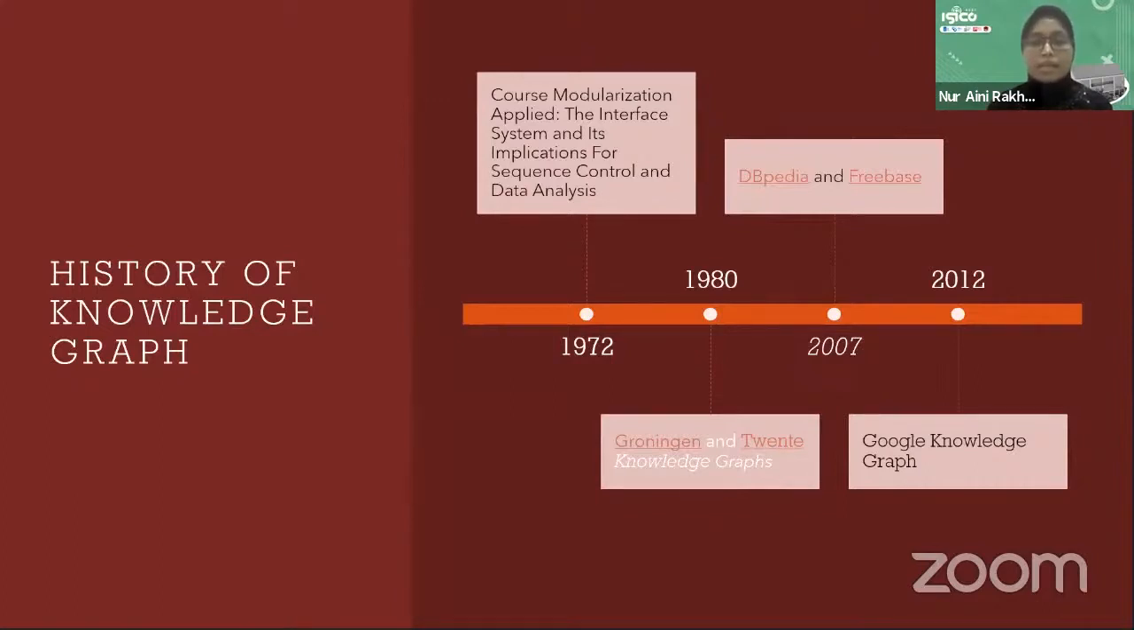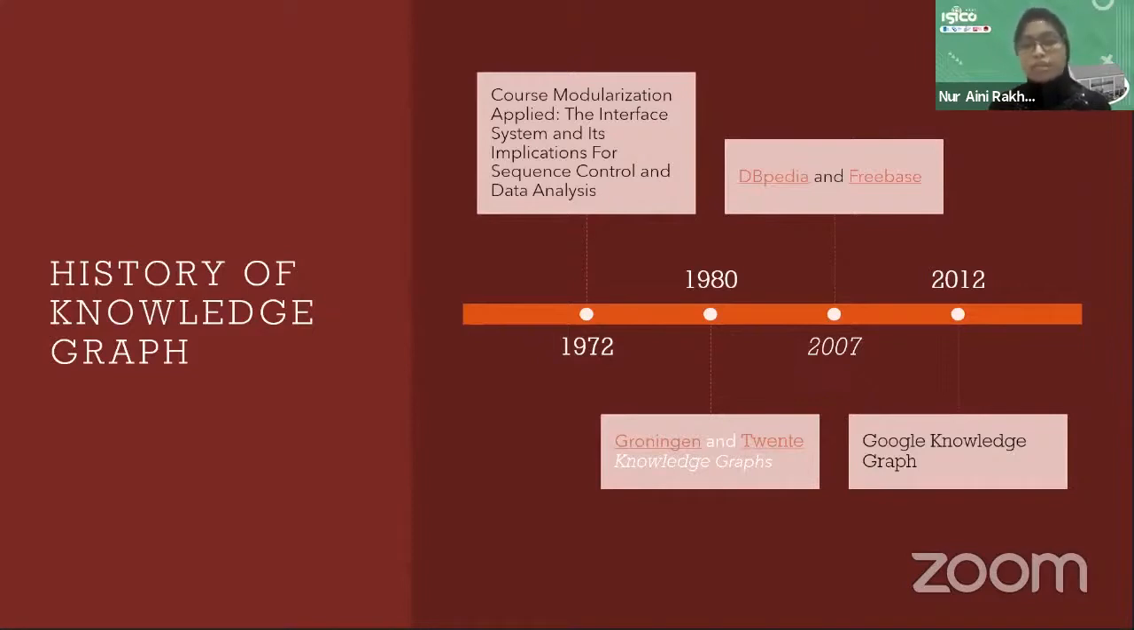Then in 1980, Groningen University and Twente created a project called the knowledge graph. But at this time they still talked about the semantic network, how to make semantic relations between entities. Then in 2007, more people adopted the knowledge graph, because of two projects called DBpedia and Freebase. DBpedia and Freebase have lots of information converted to graphs.